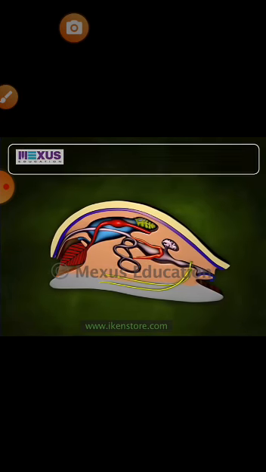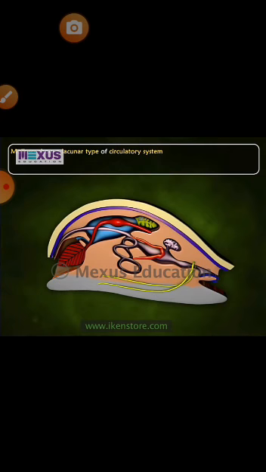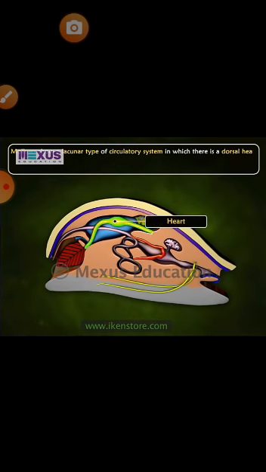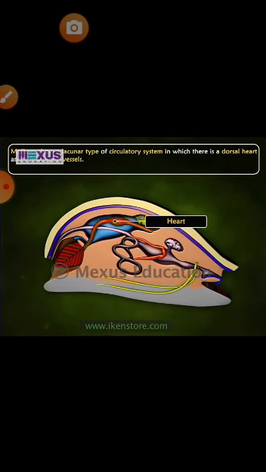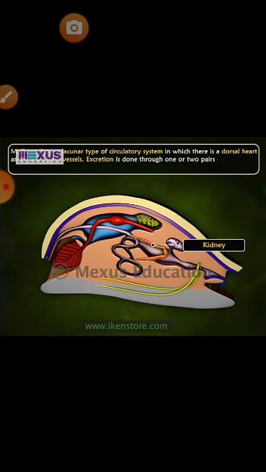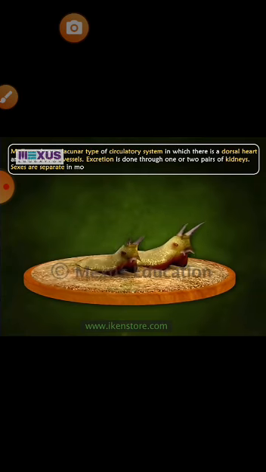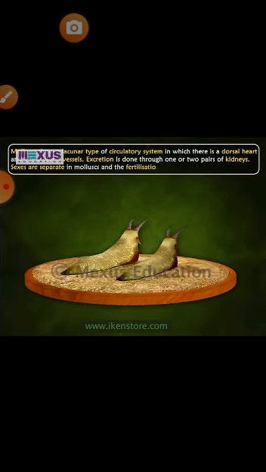Mollusks show a lacunar type of circulatory system in which there is a dorsal heart and a few blood vessels. Excretion is done through one or two pairs of kidneys. Sexes are separate in mollusks, and the fertilization may be internal or external.